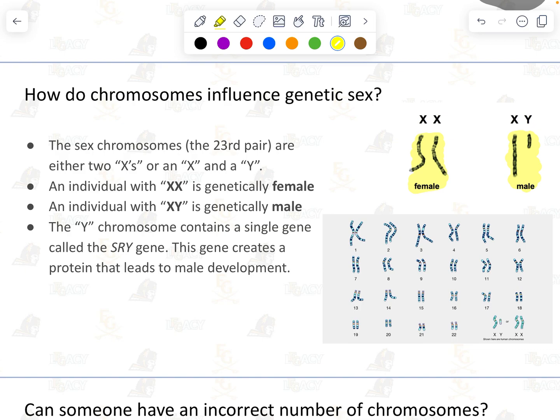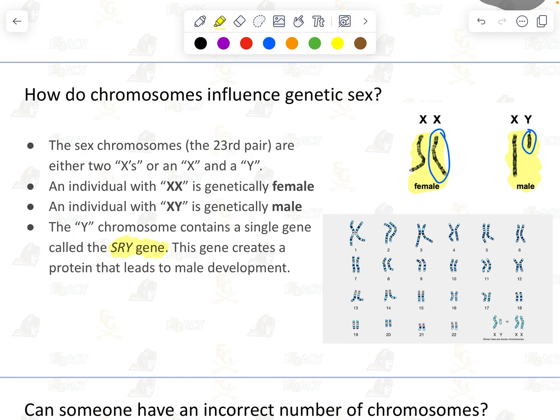And you can look at the sizes of the chromosomes, and you'll notice that the X chromosome is much larger than the Y chromosome. The X chromosome has about 1,000 genes. The Y chromosome only has about 100. What's unique about the Y chromosome and what leads to organisms being genetically male is that it contains a single gene known as the SRY gene.